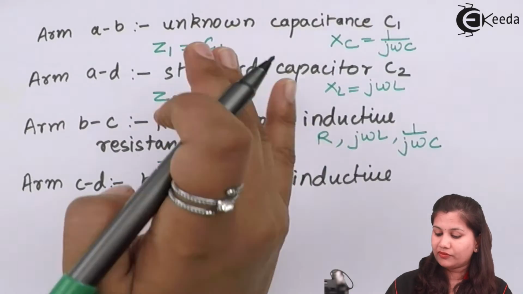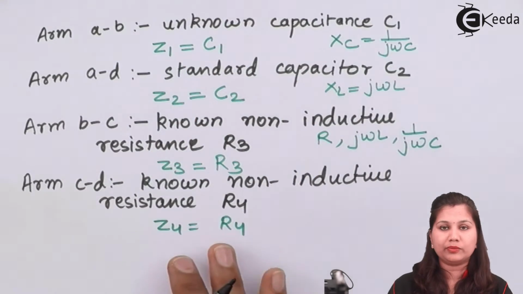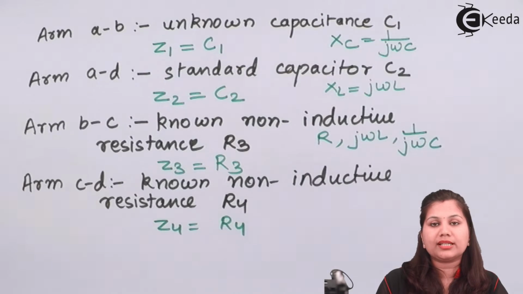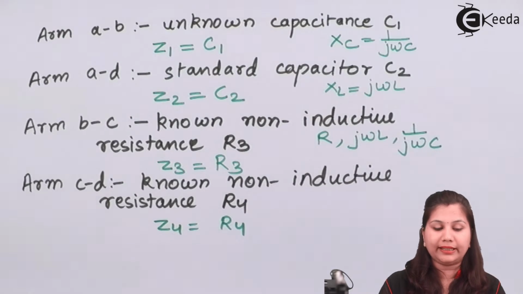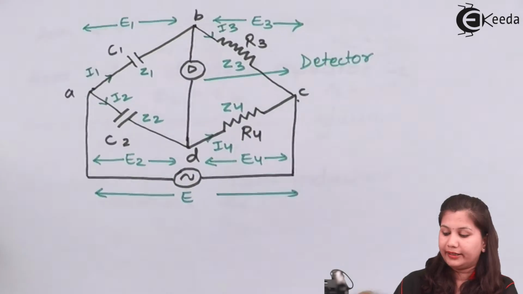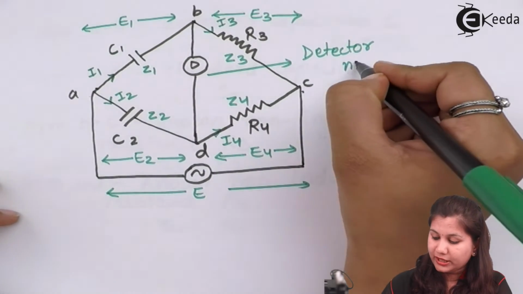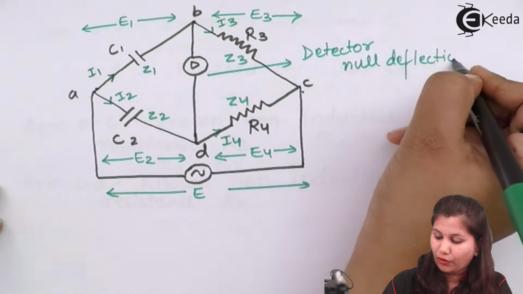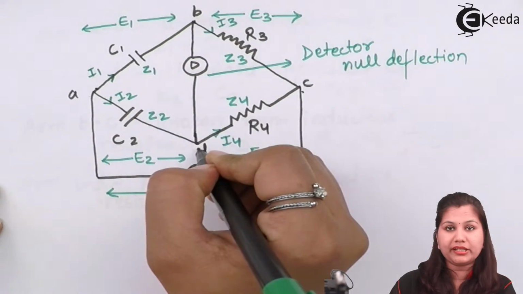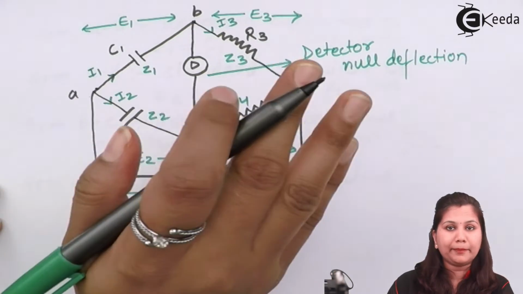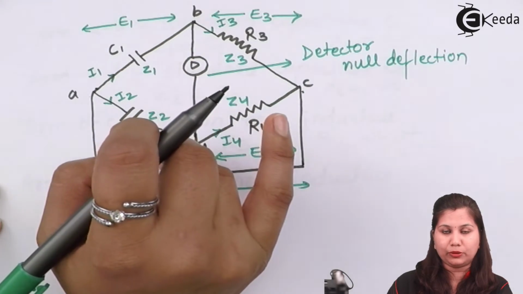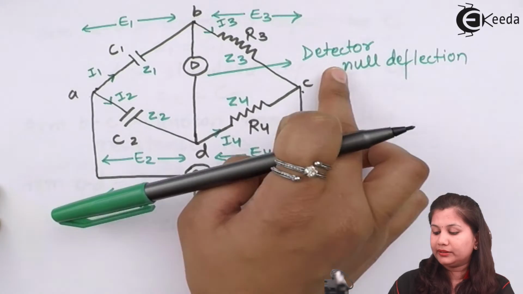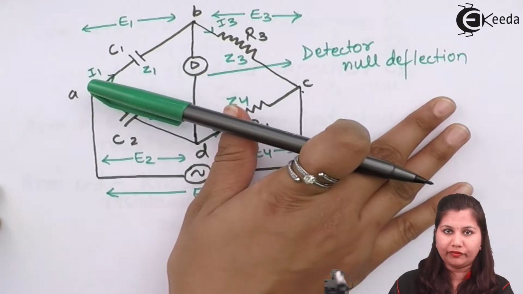Okay, so this is how the value of the impedances will be written. Now this alternating current bridge is said to be balanced when the detector gives us a null deflection. So when the detector gives us the null deflection, it means that the potential of point B and point D are at the same potential. There is no potential difference between them and no current is flowing through this detector. Then only the detector will give us the null deflection.